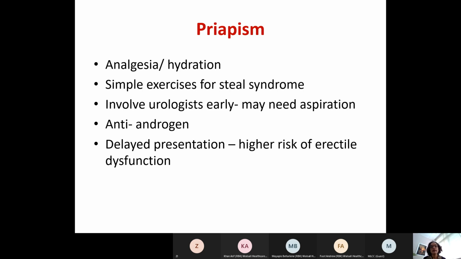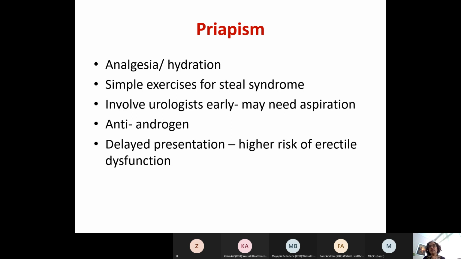So what you do is try to get them to either jog on the spot or walk up and down, because if we generate exercise, you can divert blood away to your muscles, the blood vessels in your exercising muscles. We call it steal syndrome, and that can achieve detumescence in some patients. But they may have done that by the time they come to ED.